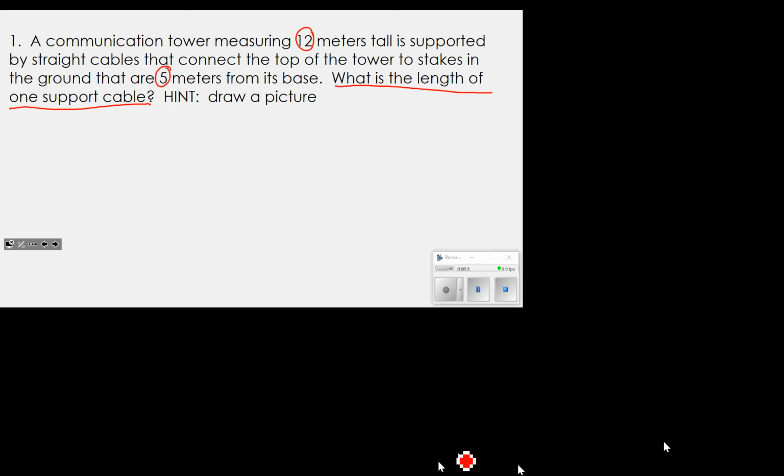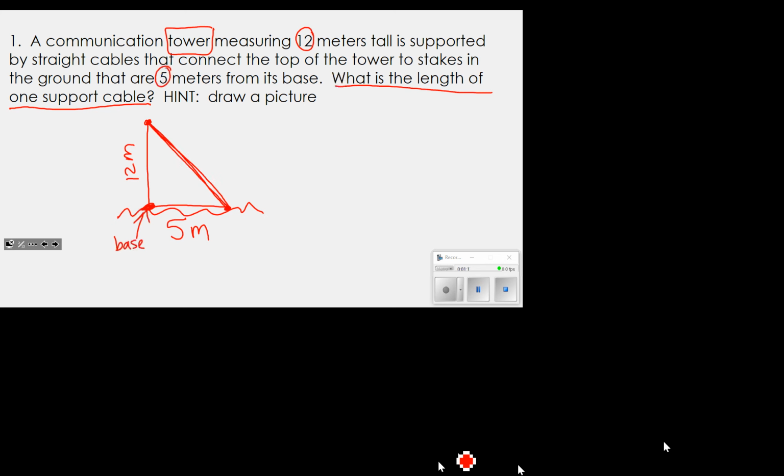So if we have the tower, here's our tower, it's 12 meters tall. It's supported by straight cables that connect the top of the tower to stakes in the ground. So there's the ground. The stakes in the ground right here, and it's going out 5 meters from the base. And the base is actually the bottom of whatever it is you're talking about. And so we need to know the length of the support cable, which is right here.